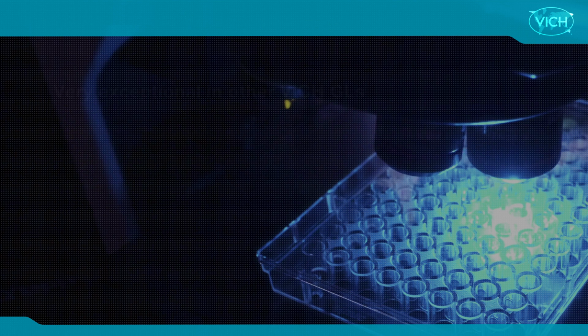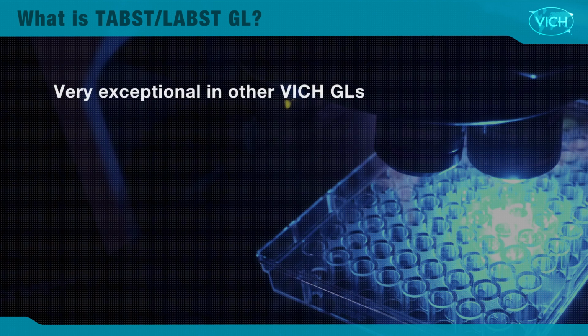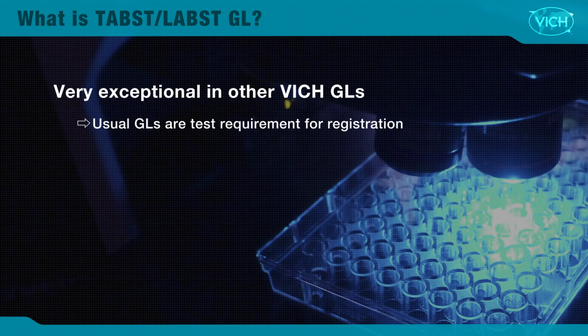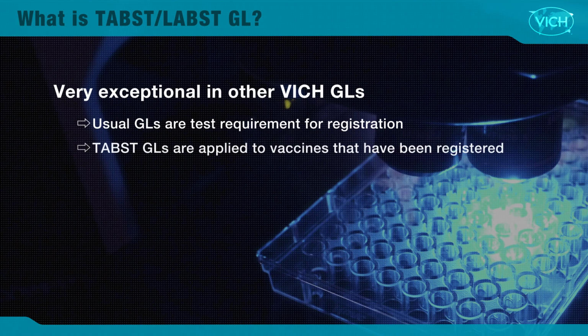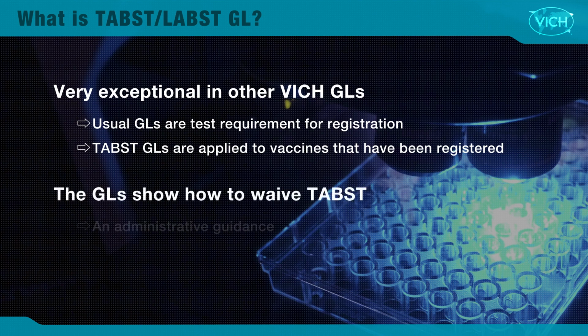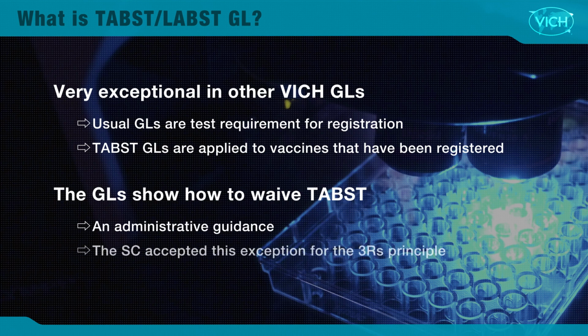The objective of TABST/LABST guidelines differ from the other VICH guidelines. VICH guidelines are usually those for test requirements for registration. However, the TABST/LABST guidelines are for vaccines that have been registered. Those guidelines indicate how TABST/LABST can be waived, and they have been adopted in accordance with the 3R principles.